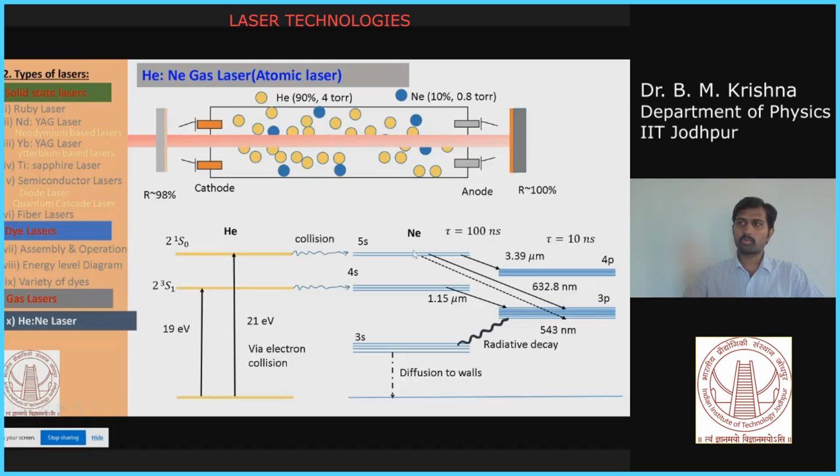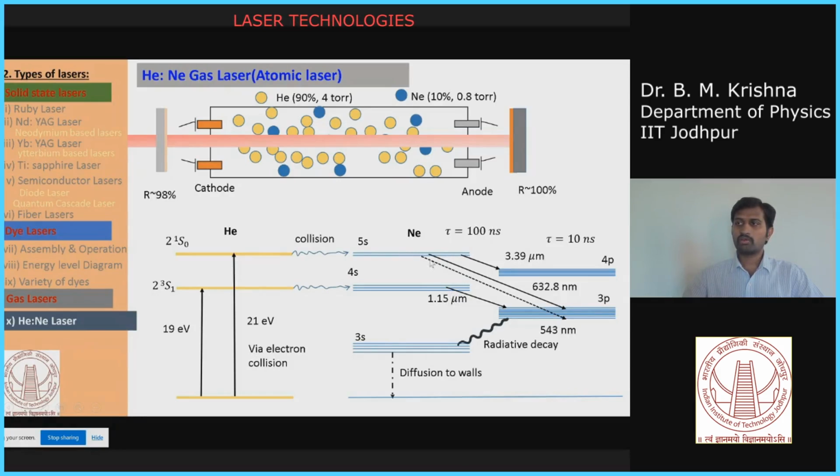A population inversion will be created in the neon energy levels. These neon energy levels are not directly excited, so you excite the helium atoms. These helium atoms collide with the neon atoms and transfer the energy, or the electrons, to neon. So now these states are metastable states having lifetimes of hundreds of nanoseconds.